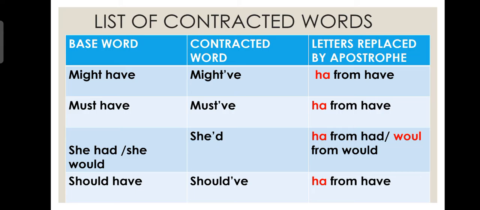and these letters are replaced by the apostrophe. So you should note that there is only one apostrophe mark but it is replacing sometimes one letter, sometimes two letters, sometimes even four letters: WOUL, four letters, replaced by one apostrophe mark. Next is should have. Here also should remains as it is. We have removed HA from the second word have and this HA is replaced by the apostrophe.